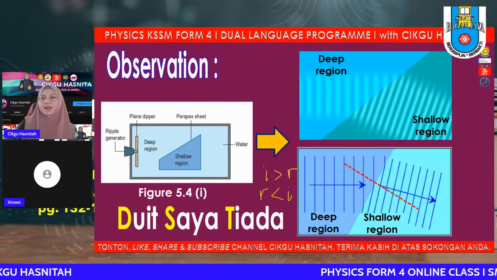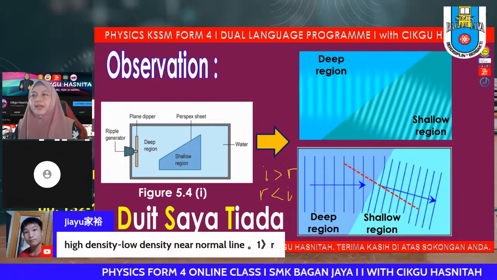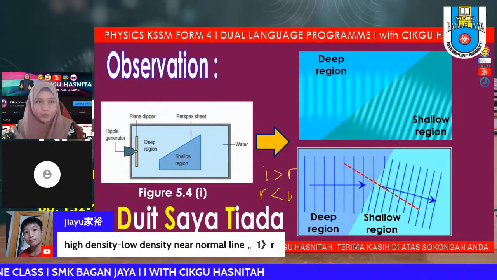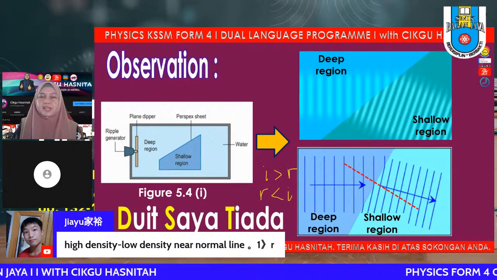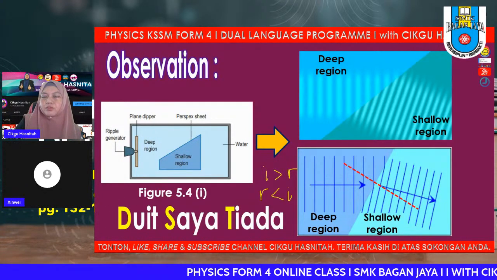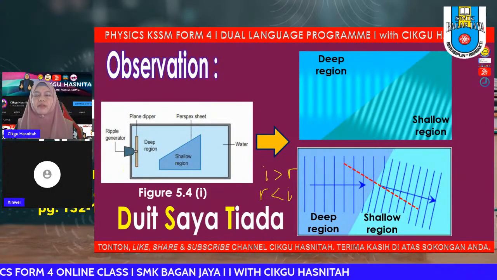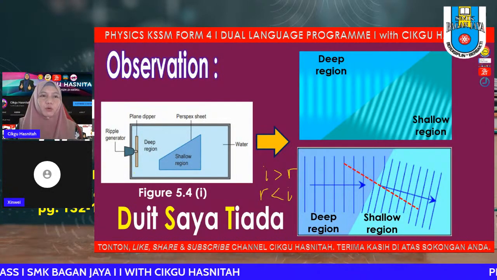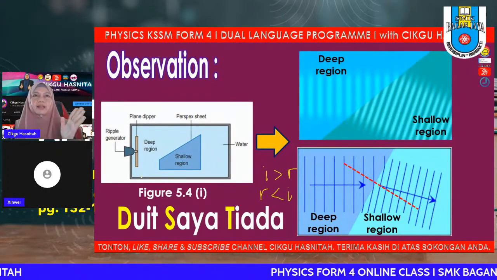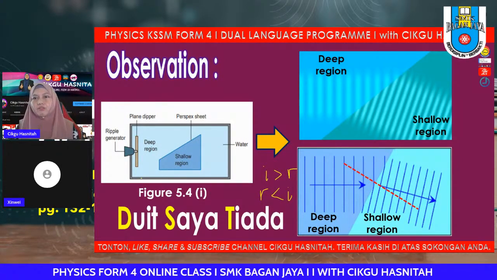For water waves, the density is the same because it is the same type of liquid. The difference is in depth. So for water waves moving from deep to shallow region, it will move towards the normal. The water density is the same because it is the same type of water. The difference is in depth. So different depth will cause different velocity, and different velocity will definitely change the direction of motion.